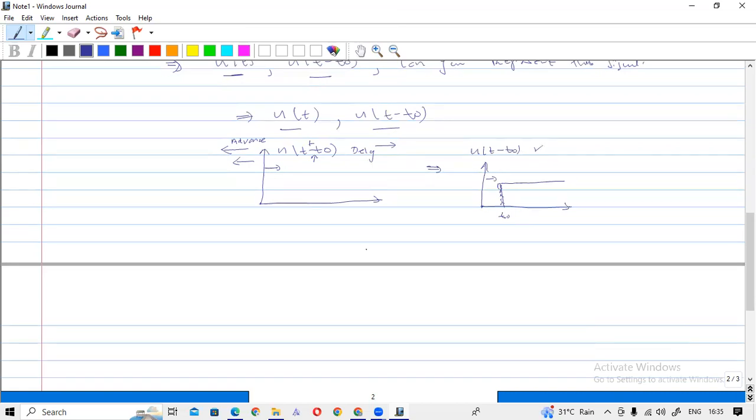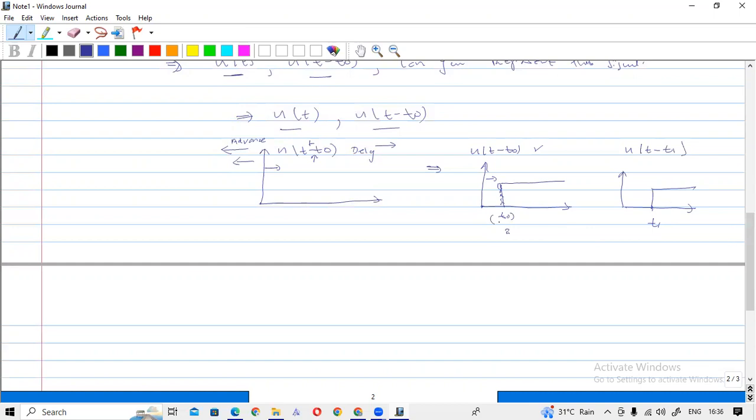Then if I draw the u(t minus t1) function, it is also the same, but you know that t1 is greater than t naught. If this is 2 seconds, t1 is 3 seconds, so it is shifting somewhat this way, much longer than this one. So you have this kind of method.